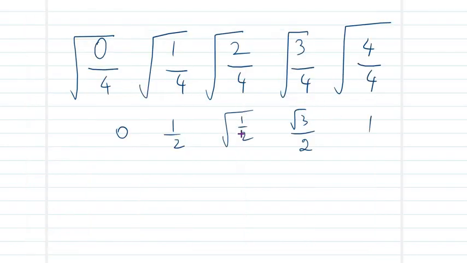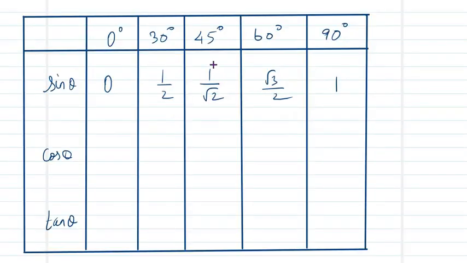So root of 1 by 2 is same as 1 by root 2. That is what we'll be usually using over here. Now what about cos theta? Cos theta is just simply the reverse of sin theta. Just take the reverse starting from 1. So we have got 1, we have got root 3 by 2, we have got 1 divided by root 2, we have got half, and we get 0.